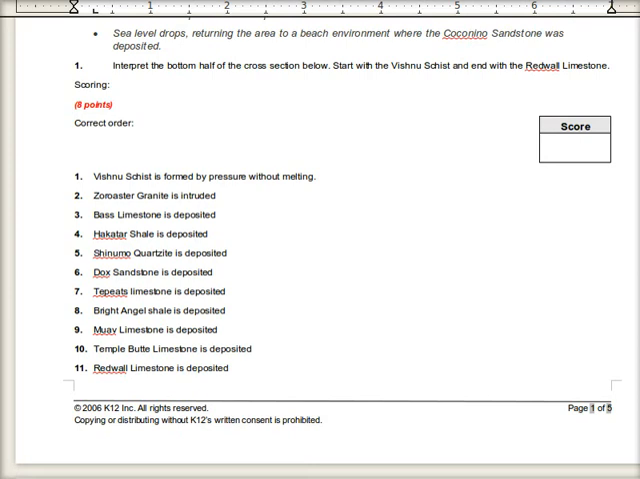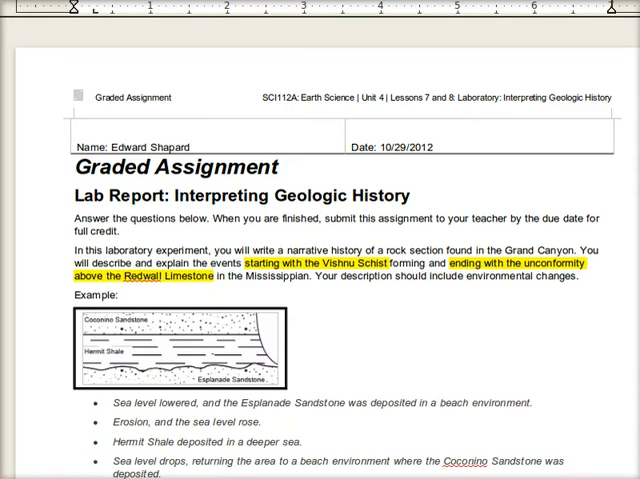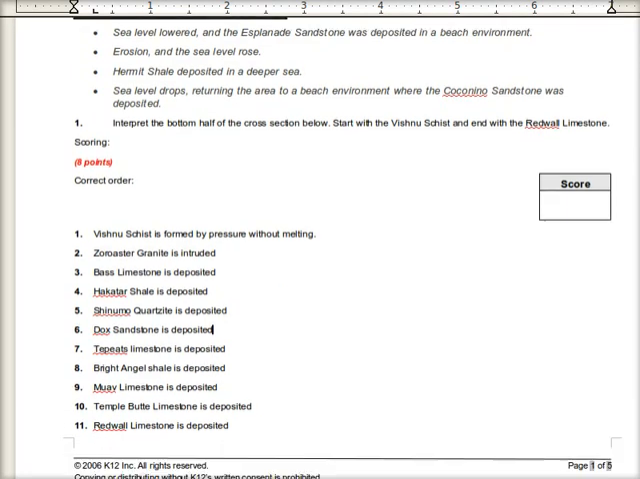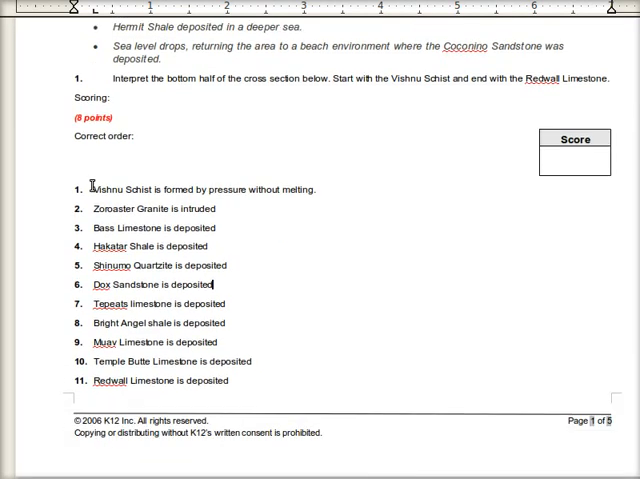Alright, my friends, so picking up from where we left off, you should have the lab report downloaded and saved to your hard drive. You should have every layer listed from the Vishnu schist up to the Redwall limestone. And you should be telling me whether it was intruded, whether it was formed by pressure, whether it was deposited, that sort of thing.